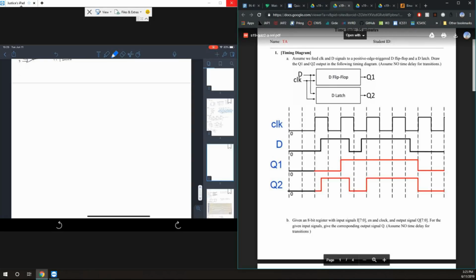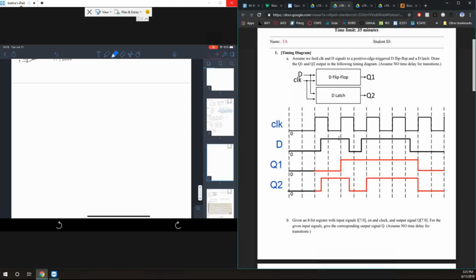Is Q1 the flip flop? Q1 is the flip flop, yeah. So for example, it just follows the rising edge, right? D is here, and on the rising edge of the clock, D is high, and that's why it changes here. And again, on the rising edge of the clock, it's high, so it stays. On the rising edge of the clock, it's still high, so it stays. On the rising edge of the clock, it's low, so now it goes down.